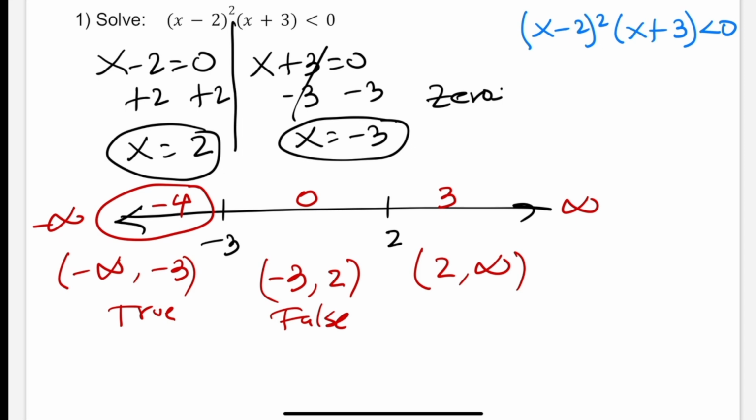The last one. Now I'm going to try 3. 3 minus 2 squared, 3 plus 3.